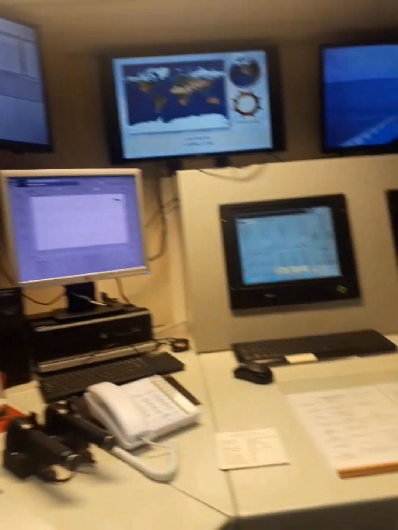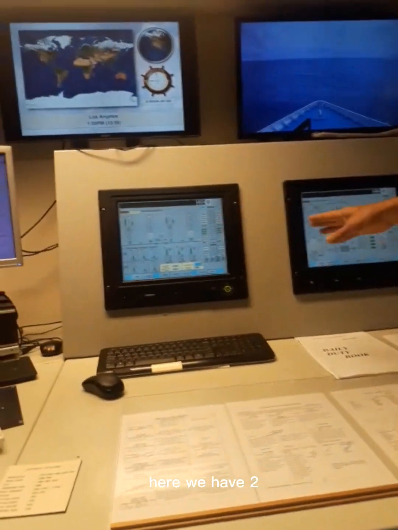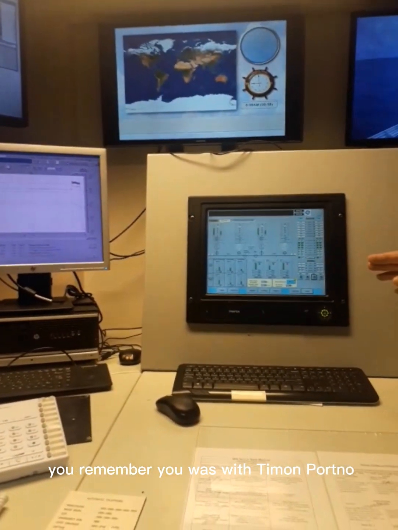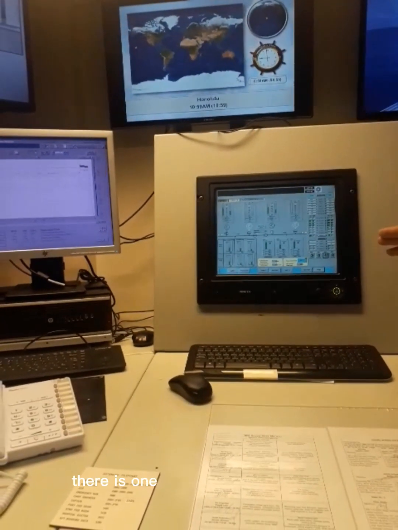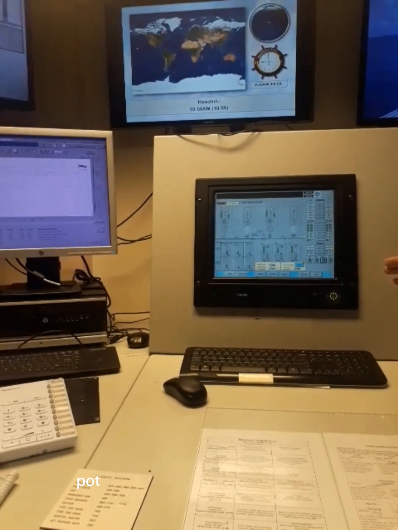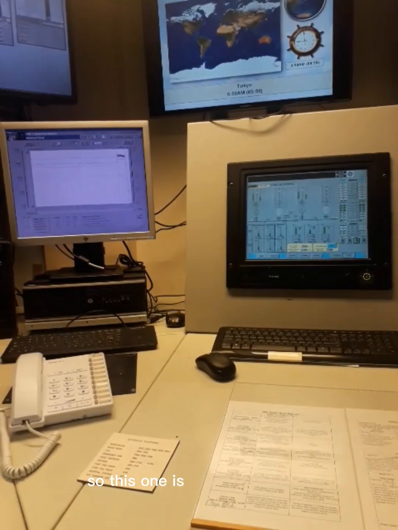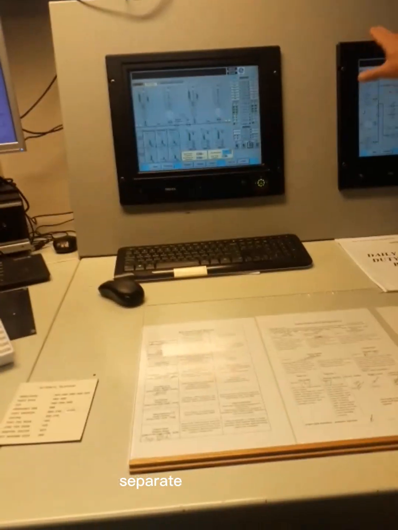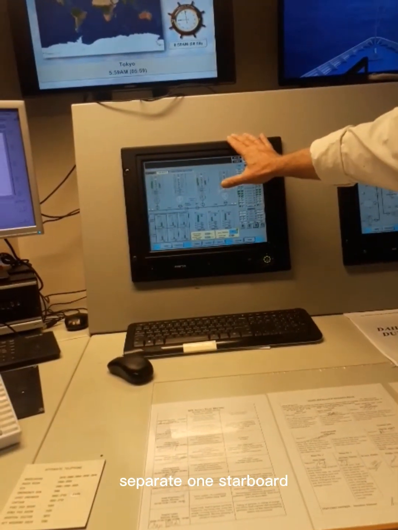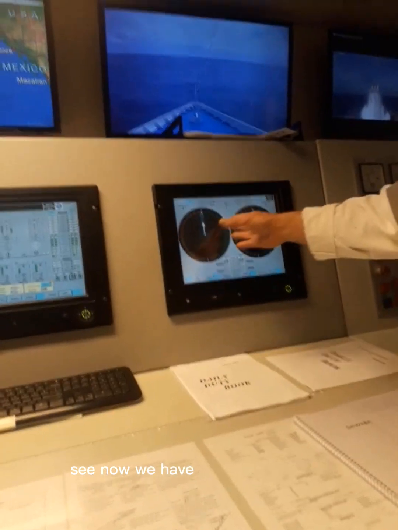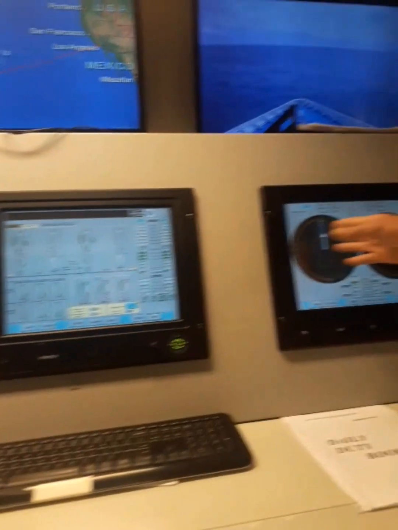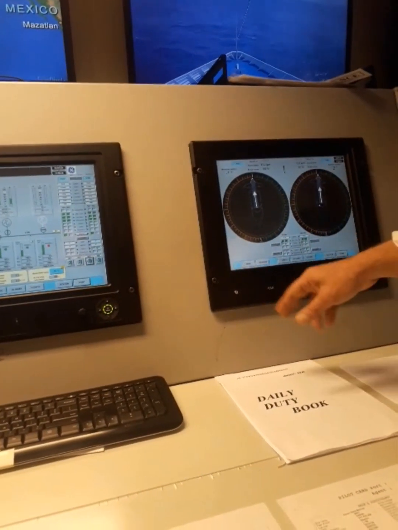Right. Here we have two. You remember you were with the demo on the pod, no? Yes, Chief. There is one monitor on the starboard pod where you can monitor everything. So this one is for each pod separately. One starboard. See, now we have the position of the steering, so you can see how it's working.